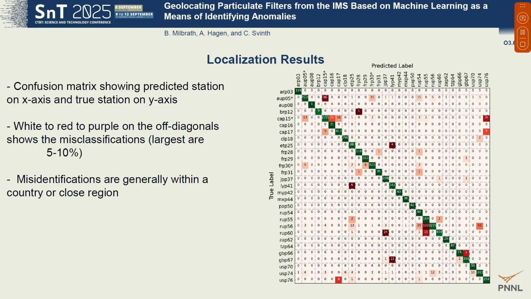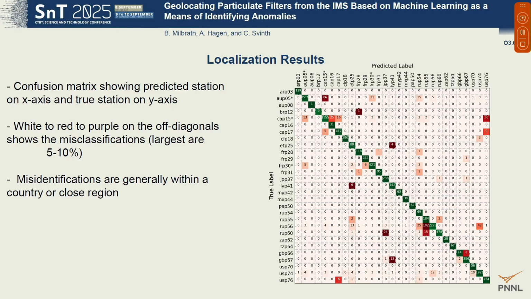This matrix may be a little too small to see on the screen, but the x-axis is the predicted stations and the y-axis is the true stations, so everything on the diagonal is correct. Everything off diagonal is incorrect. What's interesting in this picture, and the scale on the off diagonals goes from 0 to red or purple, is that the largest misclassifications are on the order of 5-6%.